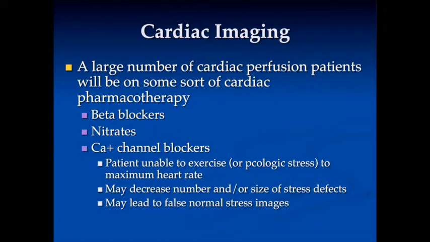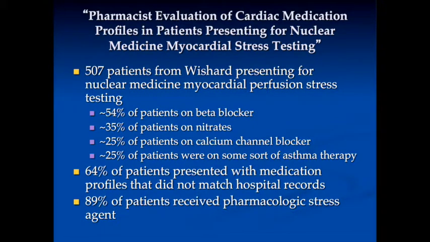As I mentioned, we did this several years ago back at Wishard, and we looked at the cardiac medication profiles in patients who showed up for nuclear medicine myocardial stress testing. We looked at 507 patients, just to get a feel for how these patients presented. You can see the demographics here. 54% of them were on a beta blocker, 35% were on nitrates, 25% were on a calcium channel blocker, and 25% were on some sort of asthma therapy, whether albuterol, short-acting, or long-term steroid therapy. But the thing that was really interesting for us: 64% of those patients presented with medication profiles that didn't match hospital records.